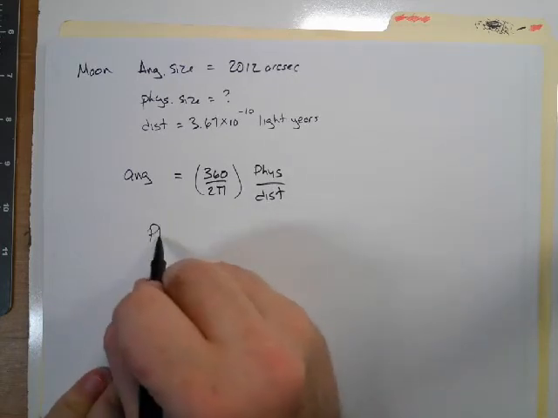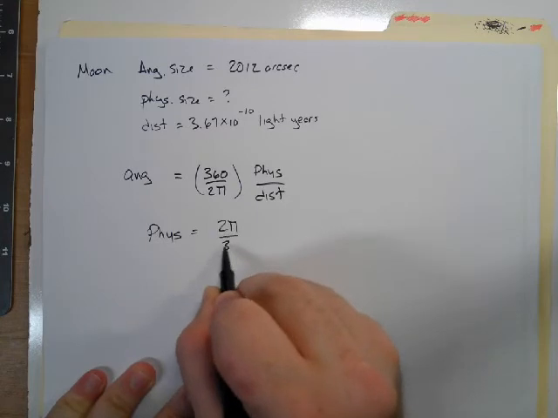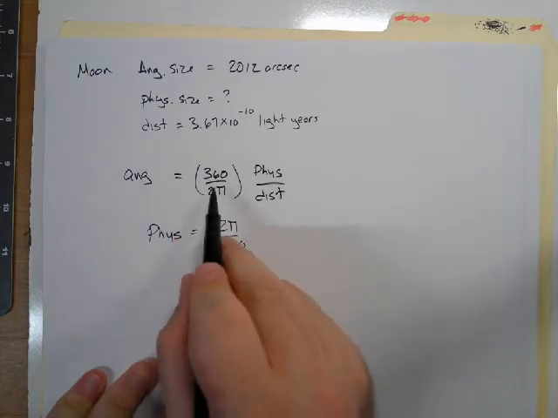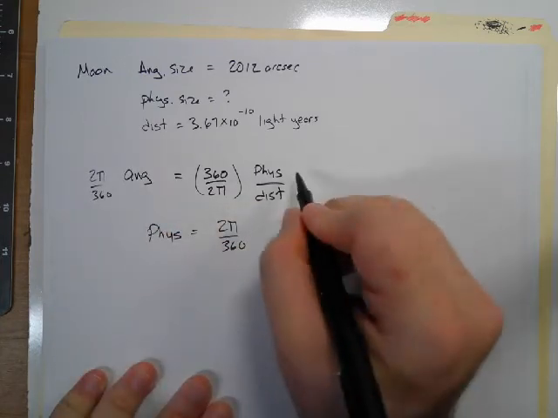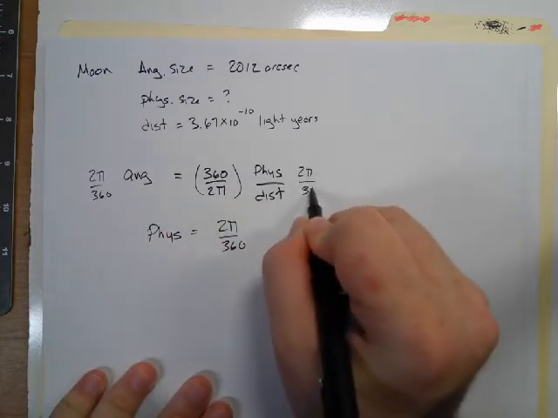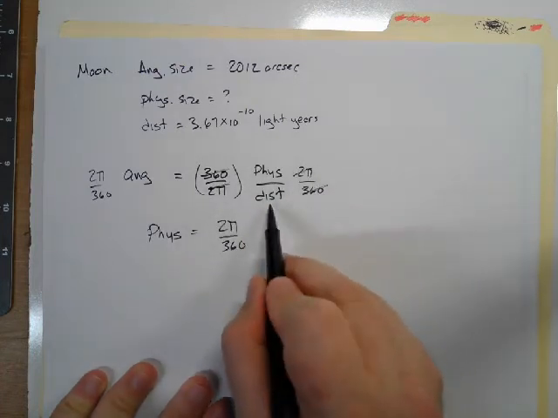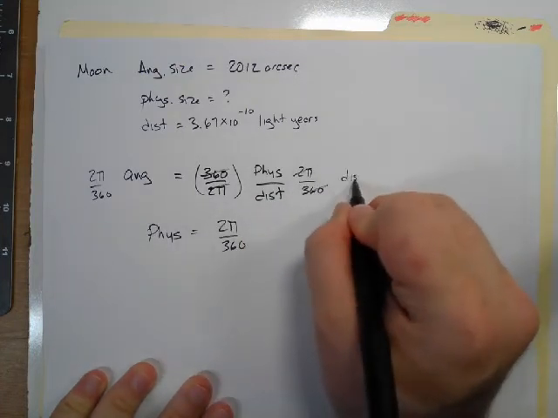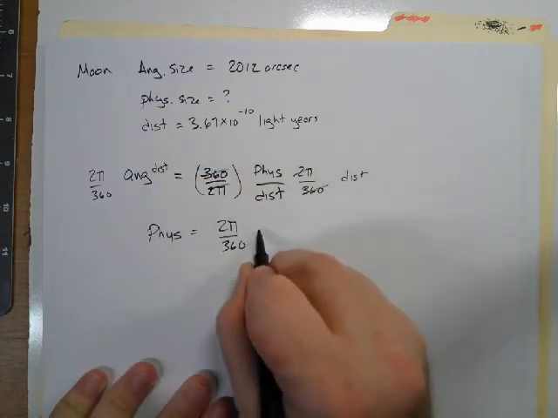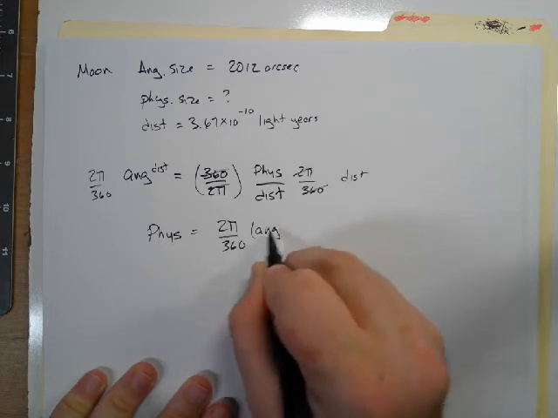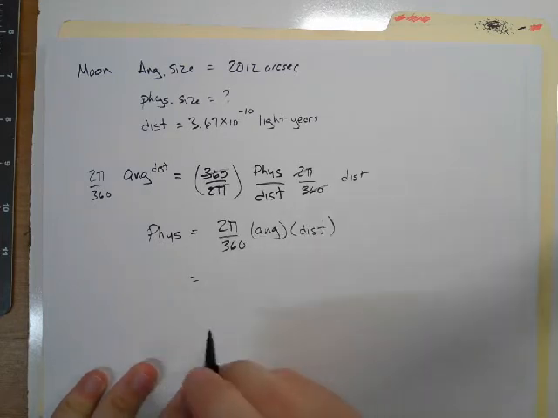So physical size is 2 pi over 360, because what we're going to do is multiply both sides by this. So 2 pi over 360 and 2 pi over 360. And then the 360s cancel and the 2 pi's cancel. And then we're going to multiply both sides by distance. So we'll have angle times distance. And then we can put in our numbers.